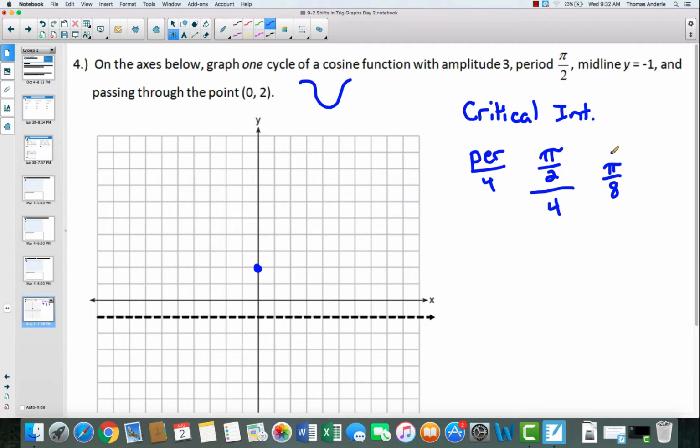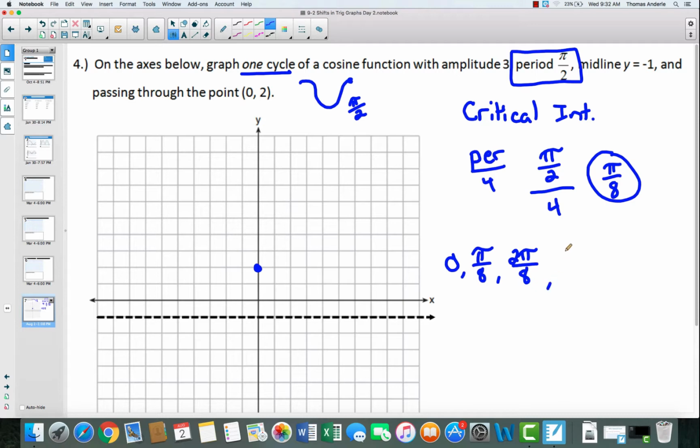All right. Since our critical interval is pi over 8, we want to graph one full cycle. So one full cycle, that represents the period. So this last ending point should be pi over 2. So I'm going to go up intervals of pi over 8 until I reach pi over 2. So we'll start with 0, then 1 pi over 8, then 2 pi over 8, 3 pi over 8, and finally 4 pi over 8. And 4 pi over 8, that's really pi over 2.